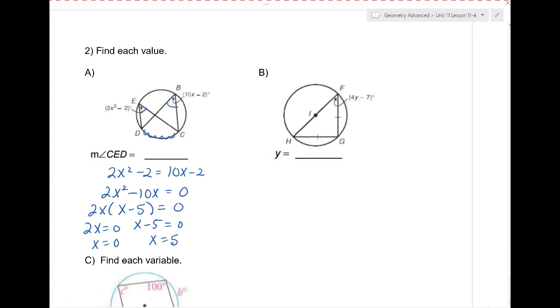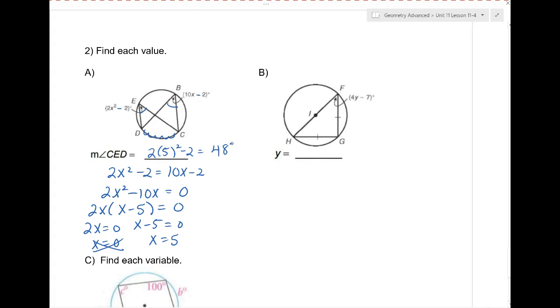Scholars, can I have a 0 for an answer this time? Because if I plug it back in, I get a negative 2 degrees for an angle. Is that a possibility right now? No. So we have what's called an extraneous solution. But for the rest, can I just plug and chug it in? So can I go to just 2 times 5 squared minus 2? Well, that's 50 minus 2, that's 48 degrees.